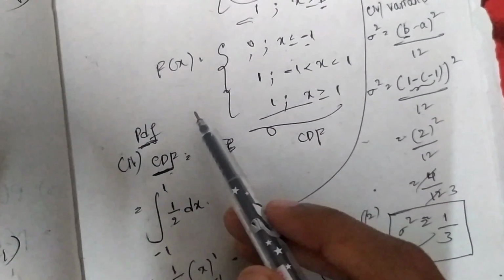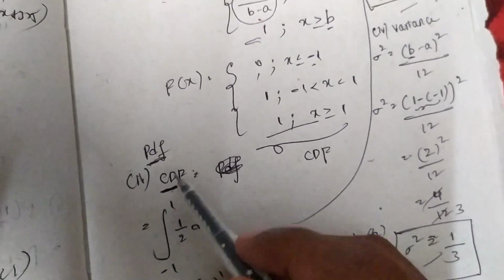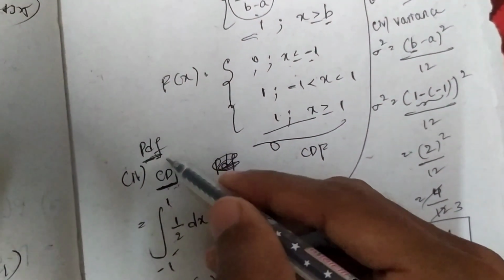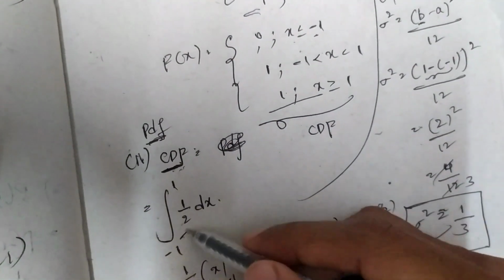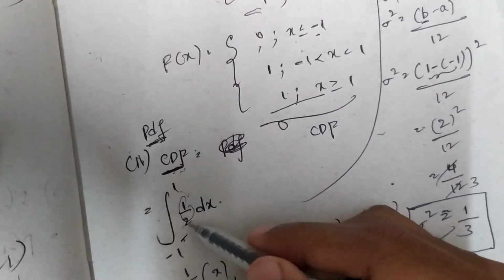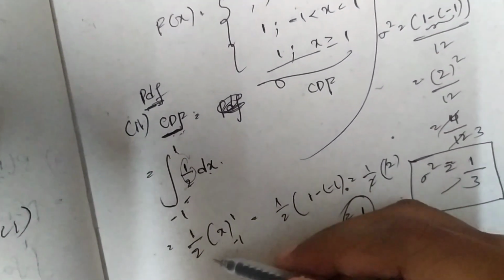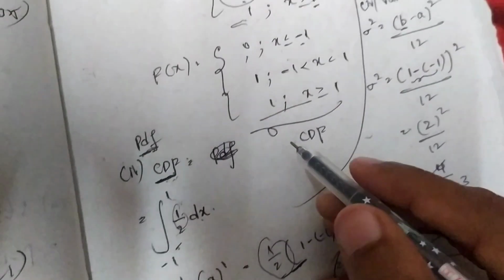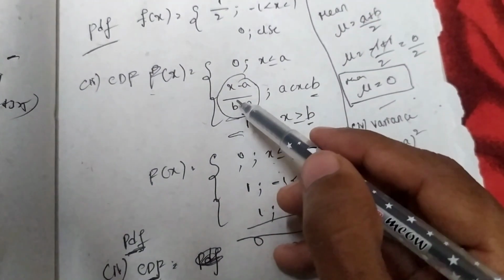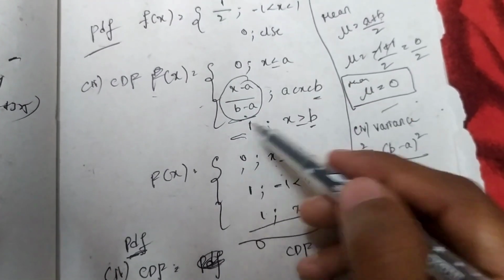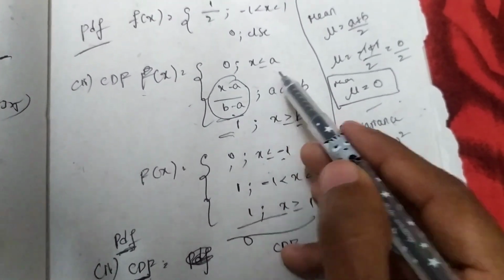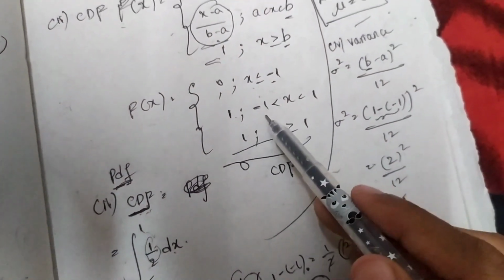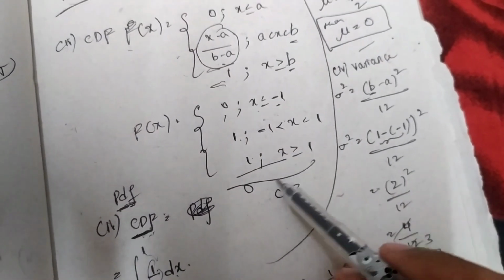Here we know that to find the cumulative distribution function, we use integration. We know the PDF value, and we have to find the CDF. So using integration, the PDF value is 1 by 2 dx. Using this formula we get the cumulative distribution function. This value is substituted in this place, because this is the cumulative distribution function structure. In this place we substitute a value minus 1, and in this place the b value 1, and with the conditions we get the CDF value.